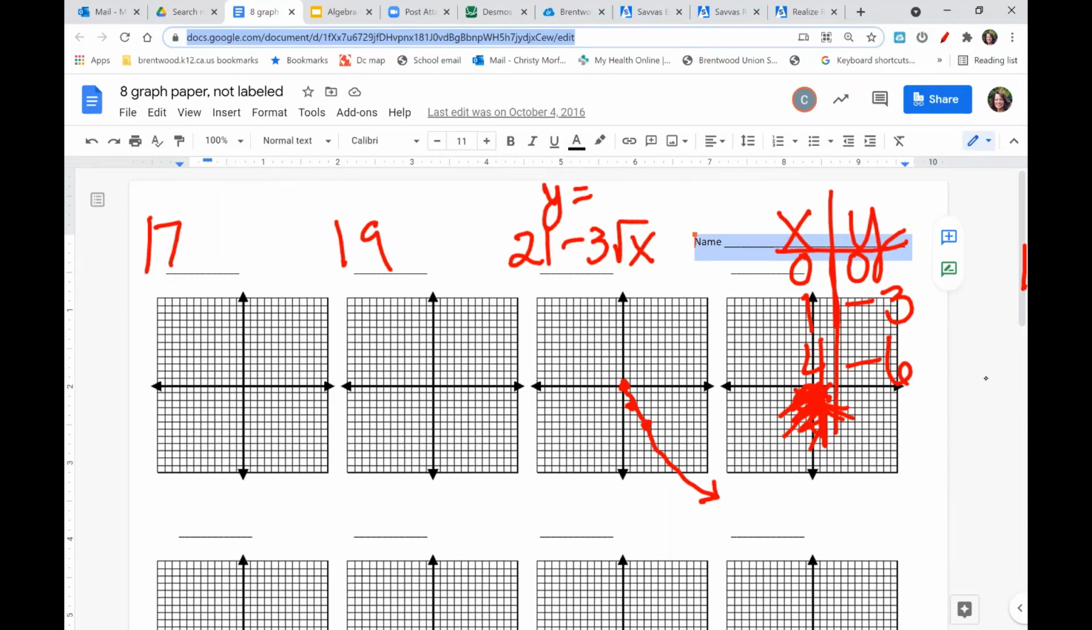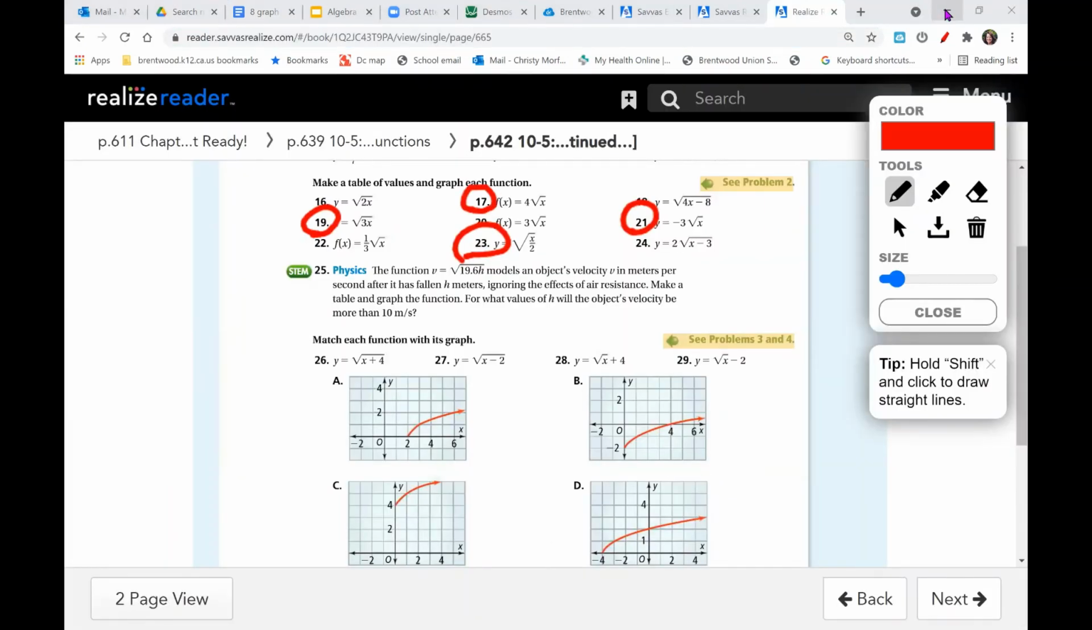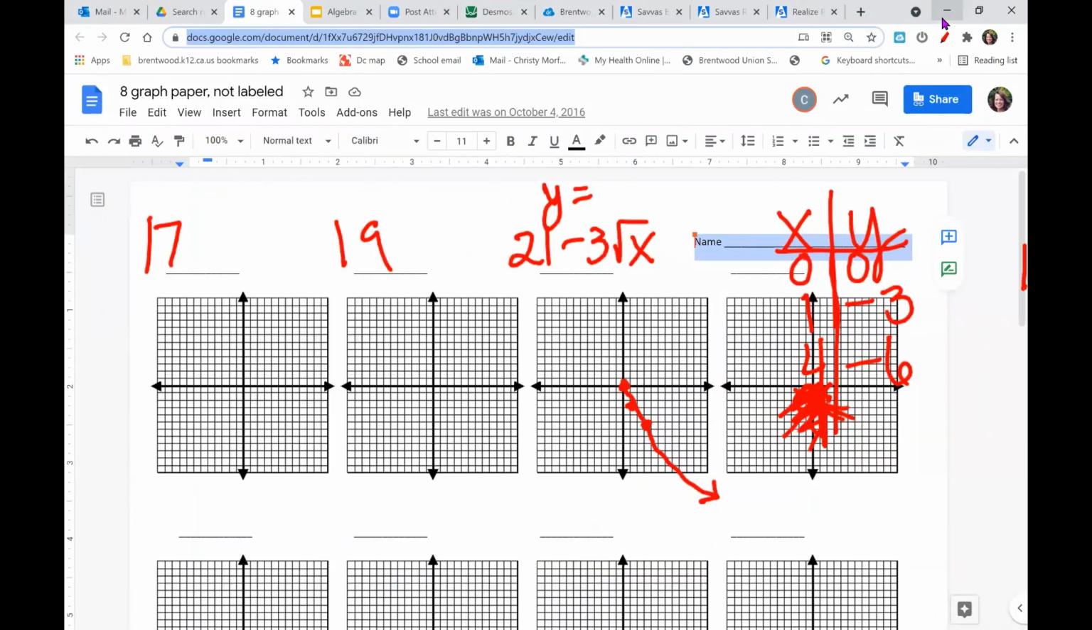Why? Because it doesn't go past 0. Remember, we can't take the square root of a negative, so it cannot go past the 0. So don't put an arrow at the beginning, just put an arrow at the end. Well, let's do 23.